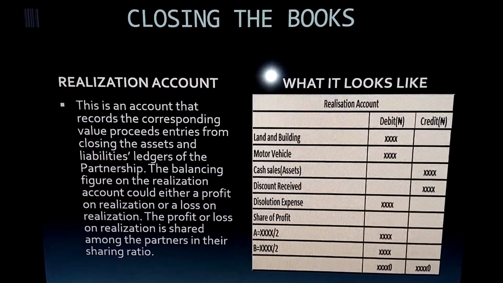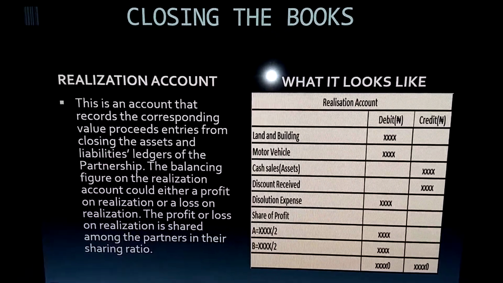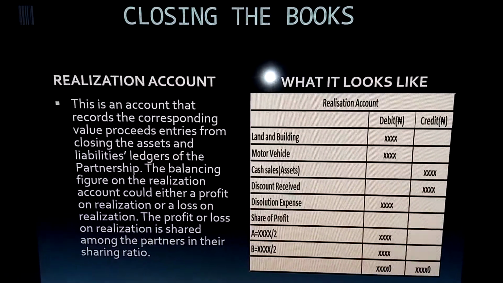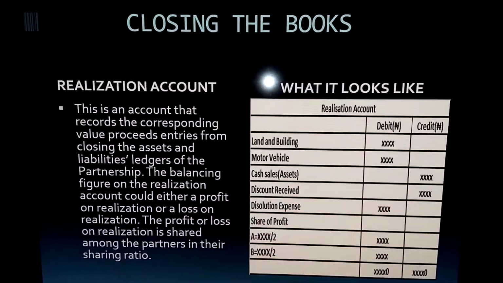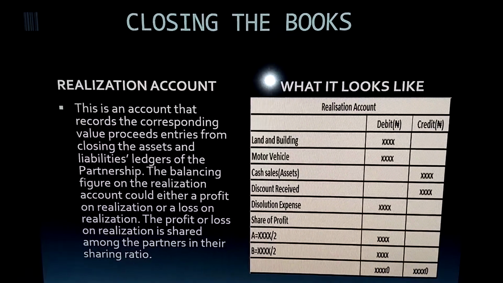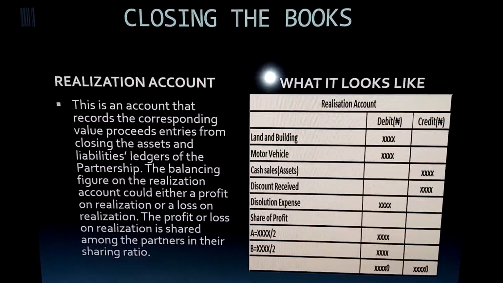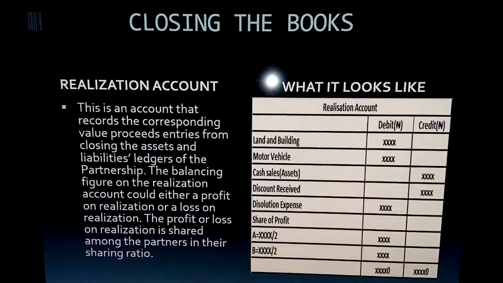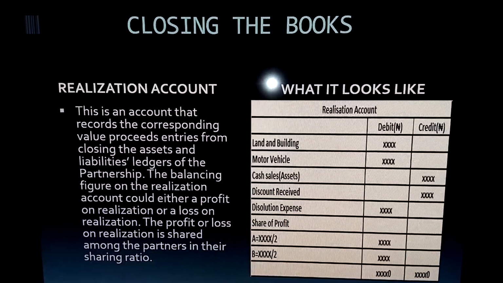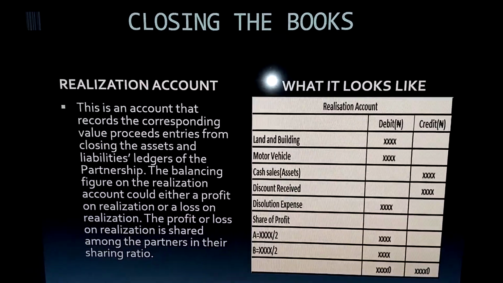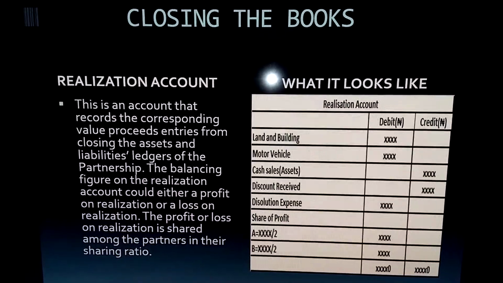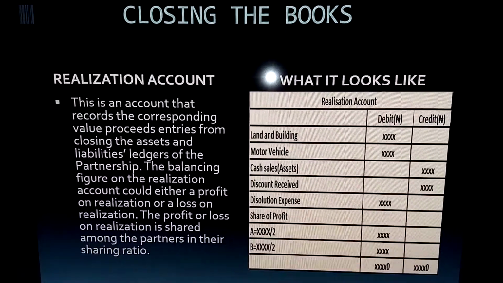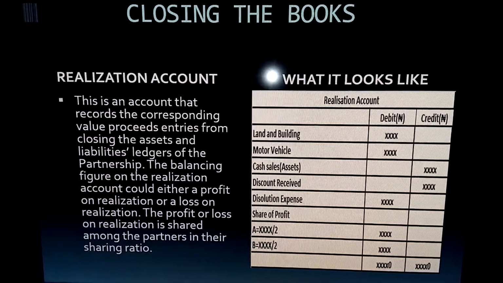So basically, the values of the proceed entries from closing the assets and the liabilities of the ledgers is transferred to this account. Another simple way of explaining the realization account is to say it is the account in which the cost of the assets to be sold is compared to the amount received from the assets sold. So you're going to have either profit or loss on realization.